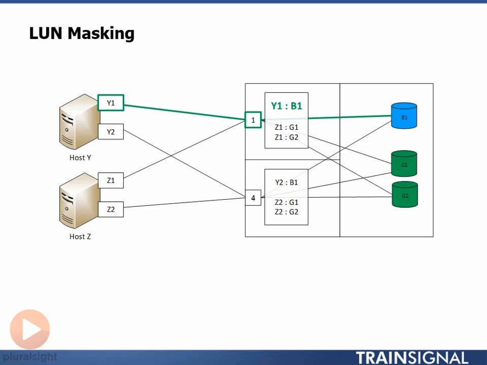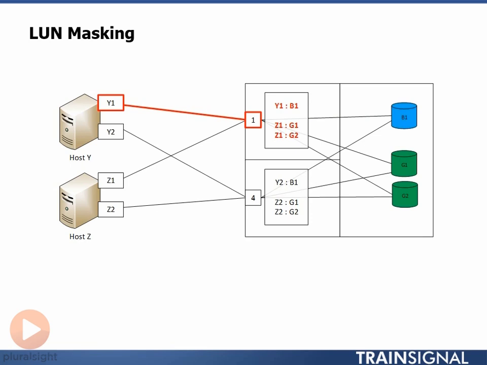Now let's say that host Y again is now trying to access LUN green 1 via the same HBA port. And I know we just said earlier on that it wouldn't even be aware of its existence, but let's just imagine for the purposes of this example that it is aware of LUN green 1. Anyway, this access attempt is disallowed because the LUN masking table doesn't allow it. And that's how LUN masking works.